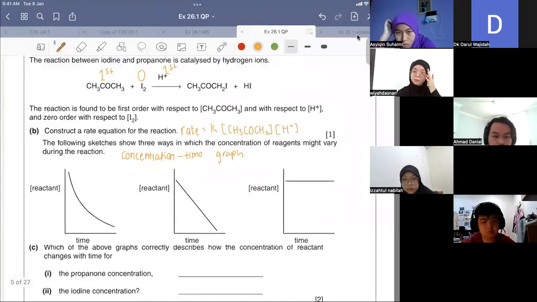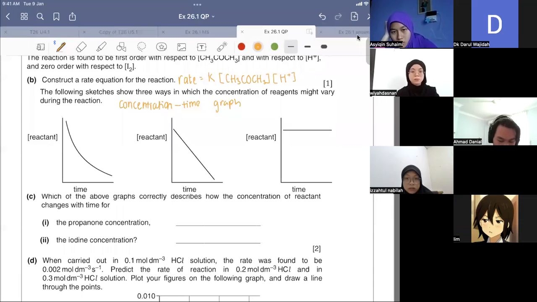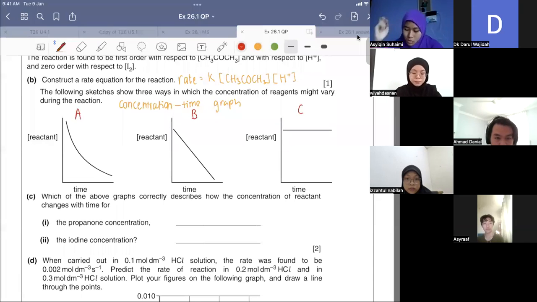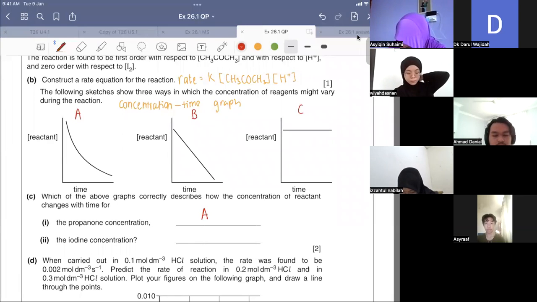So propanone is first order. So if you remember, the concentration time graph of a first order is a curve. Okay, so in this case, they're not labeled A, B, and C. This graph should be labeled, okay? And it looks like my only option is A, okay? Actually, I cannot say for sure because second order is also a curve, right? But it is enough to eliminate the others, so A is the only option that can give us the graph of a first order in this question, okay?